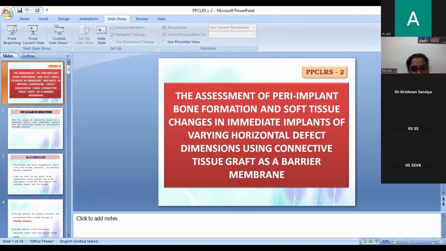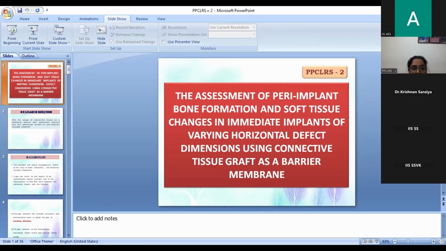These are the... Good evening. My paper presentation is titled as the assessment of peri-implant bone formation and soft tissue changes in immediate implants of varying horizontal defect dimension using connective tissue graft as a barrier membrane. The study was initiated upon the research question, will the usage of connective tissue as biological barrier over immediate implant have any additional benefit in peri-implant mucosal integrity?